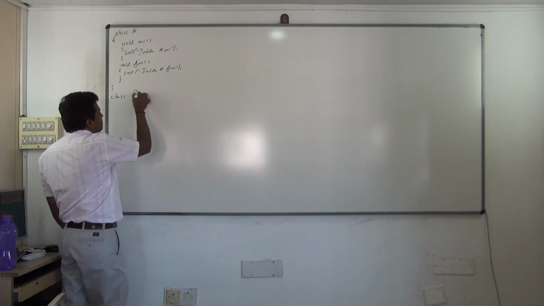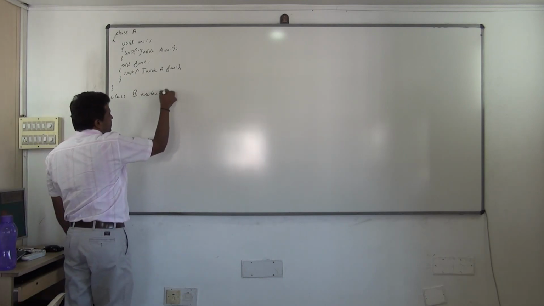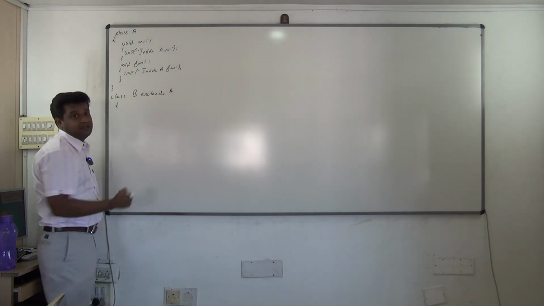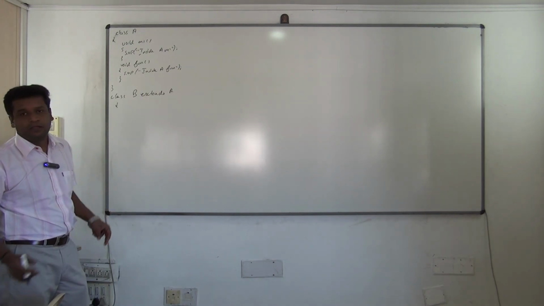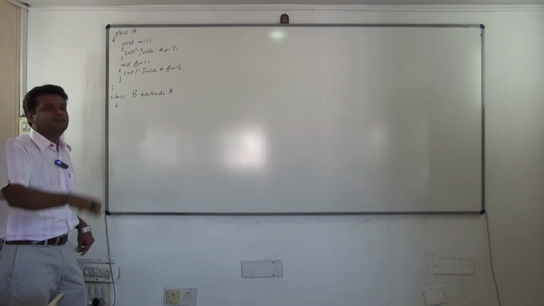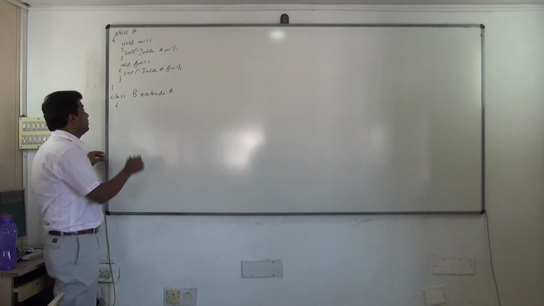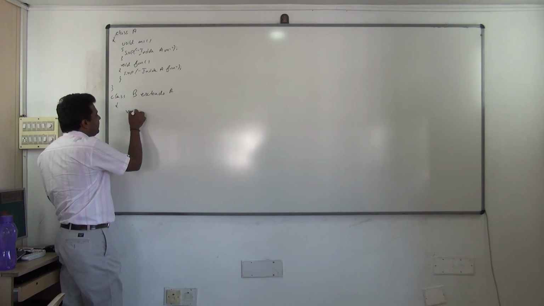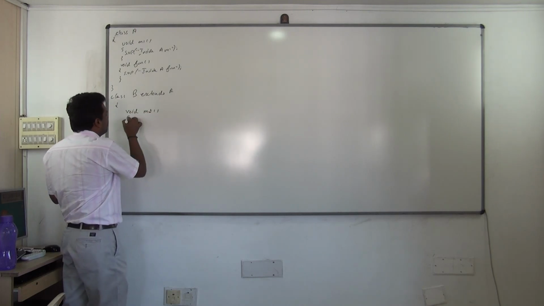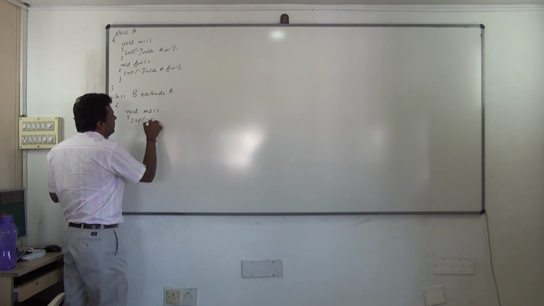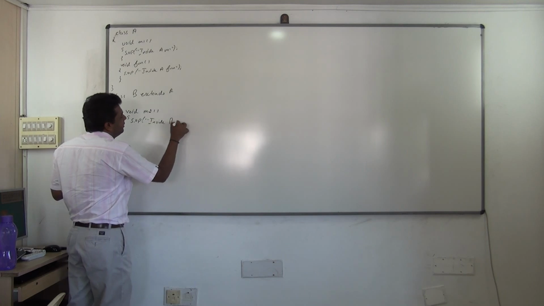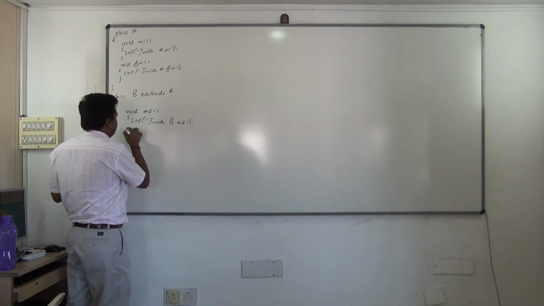So we say now class B extends A. In extends, what will happen? I'll get both the functionalities. If you want to use both the functionalities and add new functionality, or you can change functionality also, that's up to you. So what I'll do now is add one new functionality called M2, SOP inside B M2. This is also fine.